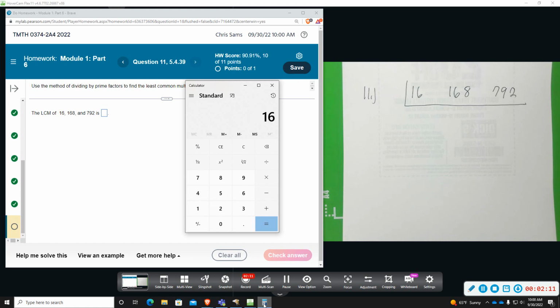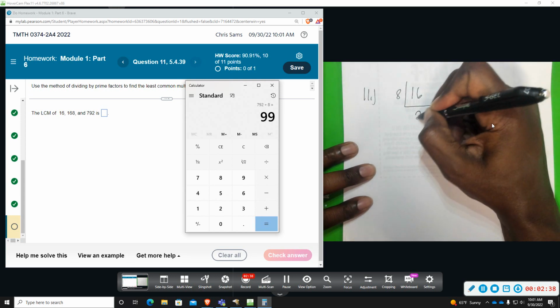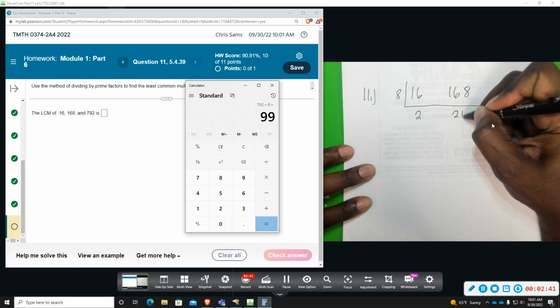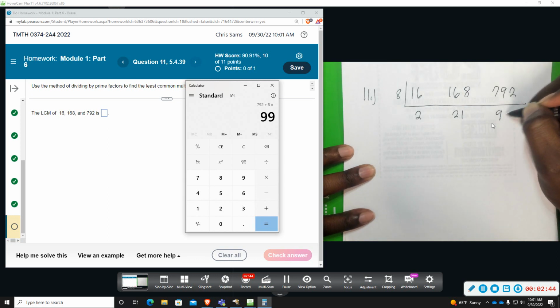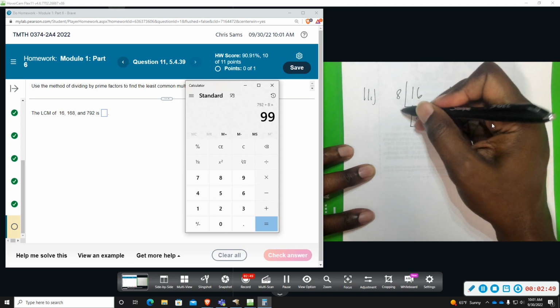So if I do 168 divided by 16, it's 10.5, so it's not. So what if I do 168 divided by 8? I get 21 because 8 is a factor. So let's see if this one works. 792 divided by 8, I get 99. So all of them are divisible by 8. Divide by 8, that will leave me with a 2. This was 21 and this is 99. All right, so that saves me some steps because I got a bigger number instead of doing 2 three times.